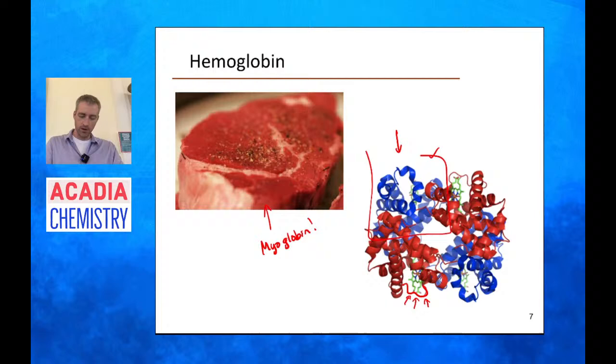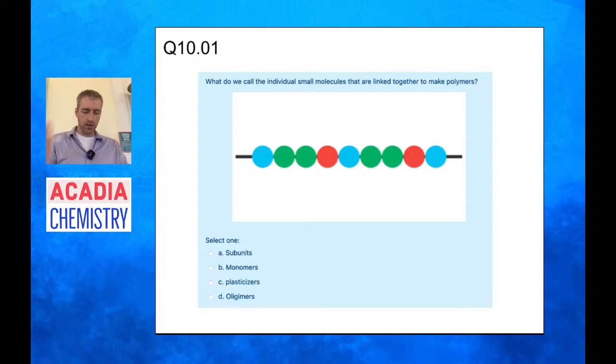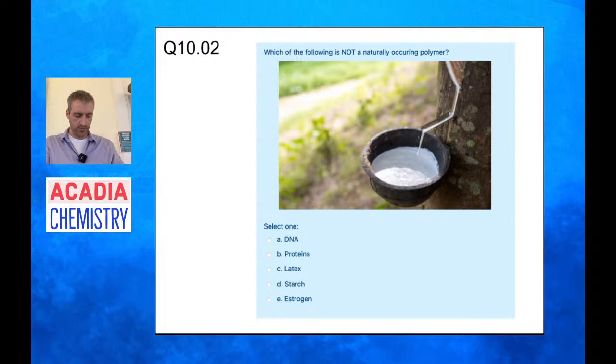So we have a question. What do we call the individual small molecules that are linked together to make polymers? We call these monomers. Here's B. And the next question, which of the following is not a naturally occurring polymer? So we know that DNA and RNA are naturally occurring polymers. We know that proteins are too. Latex is actually another example of a naturally occurring polymer, used to make rubber, or natural rubber.